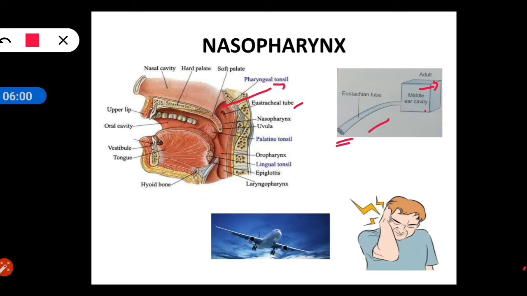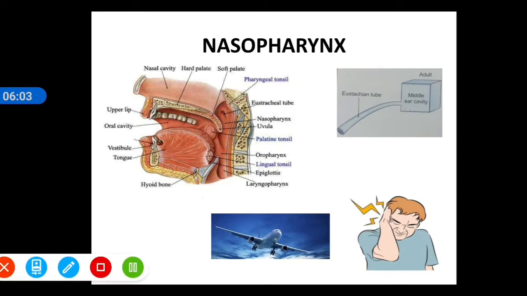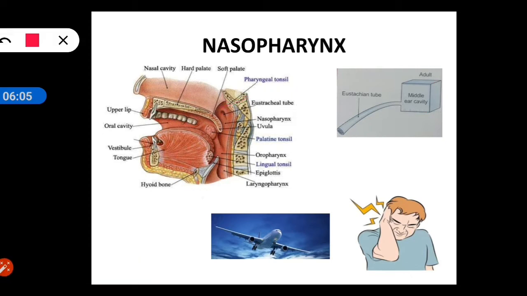Why does this occur? We will see that. What usually happens is there is a difference in air pressure between our middle ear and the cabin pressure inside the flight. So this eustachian tube, whose one end opens into the lateral wall of the pharynx, gets closed. Thereby, the pressure equilibrium is not maintained.